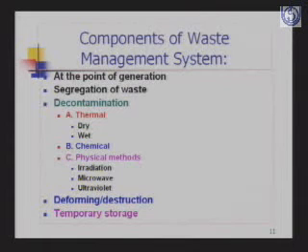What are the components of a waste management system? We should see, at the point of generation, segregation of waste, then decontamination. This can be done by thermal, it may be dry or wet thermal, then chemicals, and physical methods. We can use radiation, microwave, ultraviolet, deforming and destruction by shredders and needle destroyers, and temporary storage.